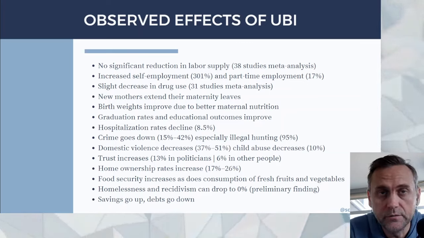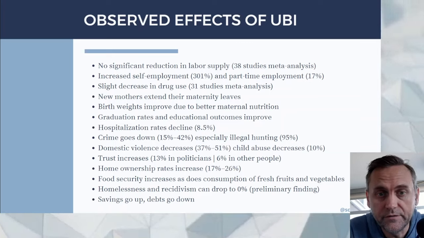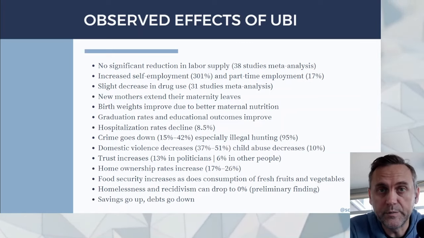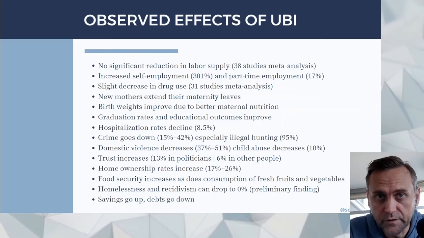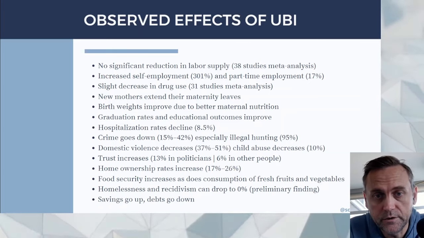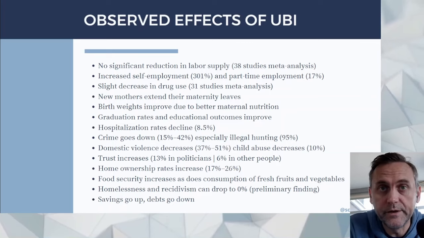Domestic violence also tends to decrease. In the Canadian pilot, it went down 37%. And in Kenya's pilot, it went down 51%. And another result from the Alaska dividend is decreased child abuse. For every $1,000 of the dividend, it goes down 10%.